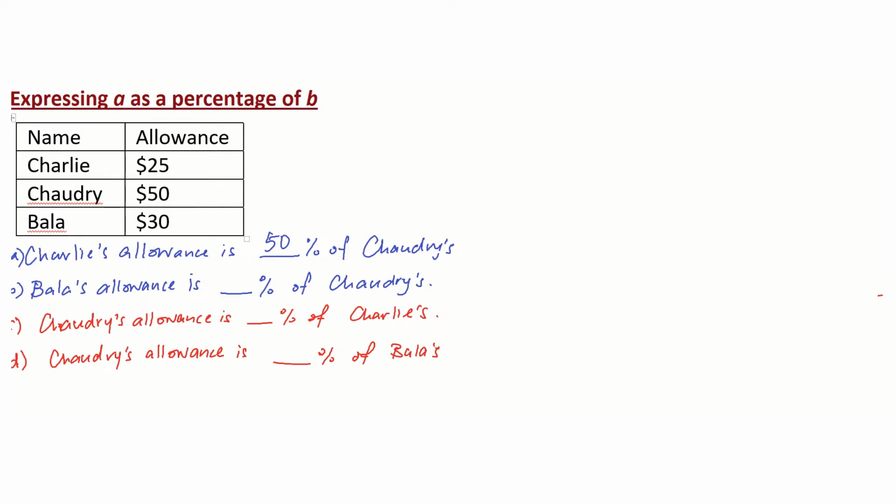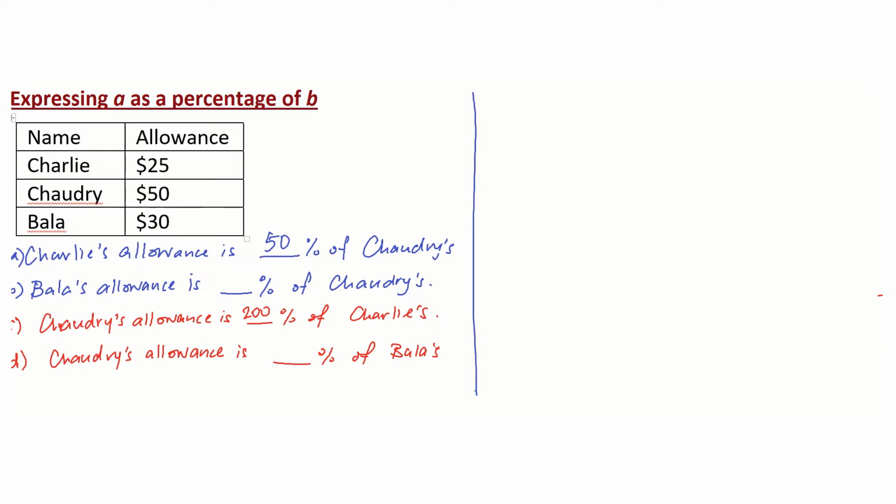Then in the opposite direction, Chowdhury has twice as much as Charlie, two times as much as Charlie. In our previous lesson, we've learned that one whole is 100%. Two times meaning two wholes, then two wholes would mean 200% here. But if I have to compare between Bala and Chowdhury, it's not as straightforward anymore, isn't it? Bala's allowance is how many percent of Chowdhury? So is there a way that we can calculate?